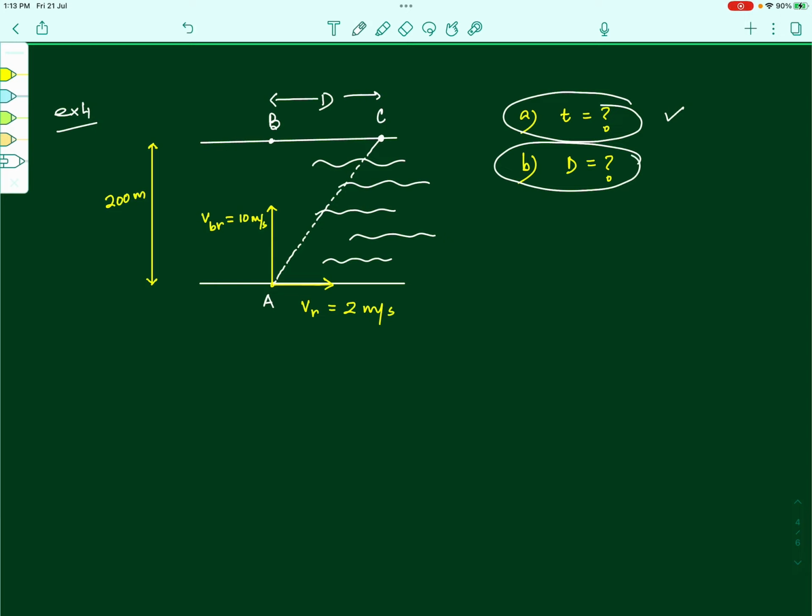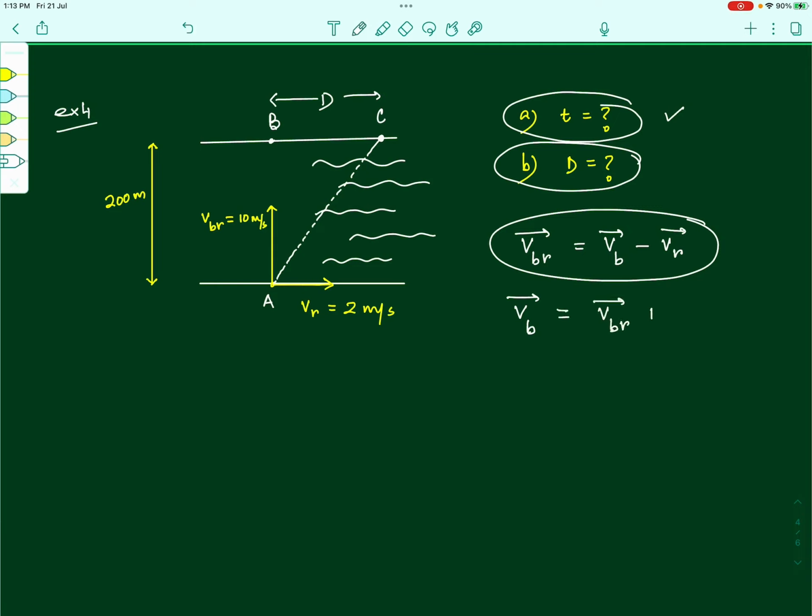If we just recall from what we have studied in the previous class, we understand that the velocity of boat with respect to the river is, by definition, velocity of boat minus velocity of the river. This is the basic expression for definition of relative velocity. From here, can we write the velocity of the boat? The actual velocity of the boat with respect to the ground will be velocity of the boat with respect to the river plus the velocity of the river.